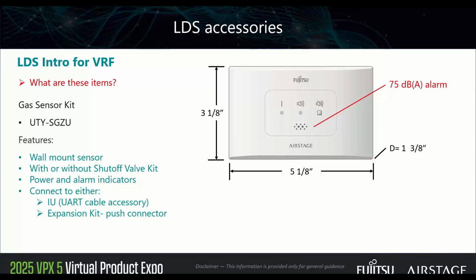We have a gas sensor kit. Now, keep in mind, again, this is the option for J series for right now. It is a wall mount device. It can be used with or without the shutoff valve upon our application. For example, if you're only initiating ventilation without a shutoff valve, then we would need, of course, something to detect the leak. So the connection points: it connects to the indoor unit directly in cases where we are not using a shutoff valve or a partial shutoff. It requires a separate UART cable, or if we are using a shutoff valve kit and a partial, it would connect to the expansion kit, which does not require any special cables.